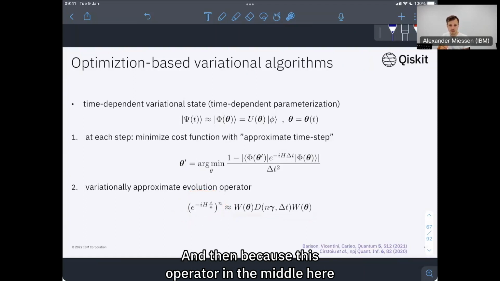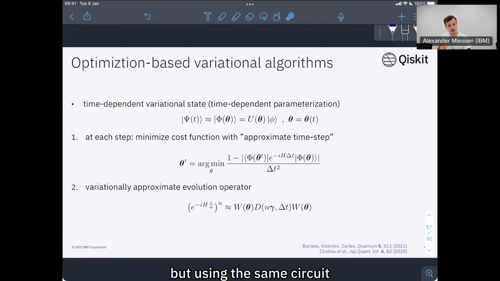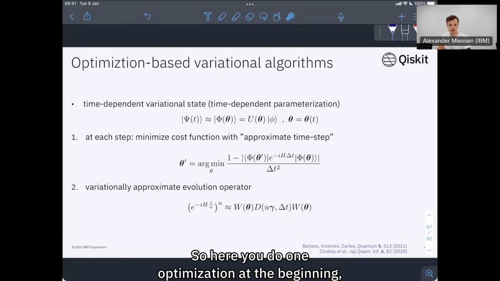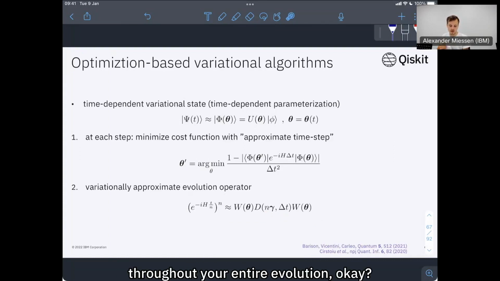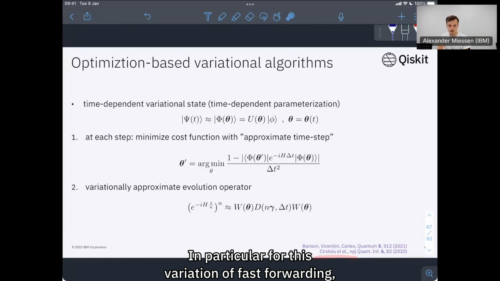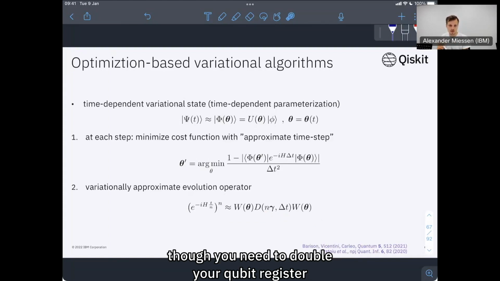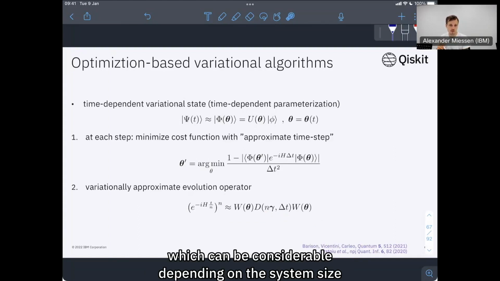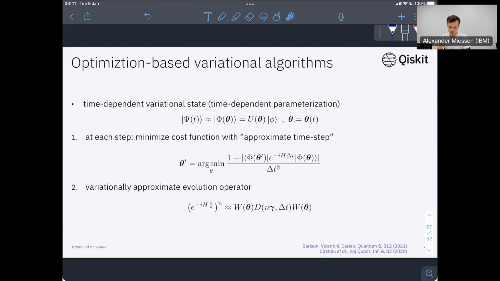product formula here. And then because this operator in the middle here is diagonal, you can essentially use the same parameters and just do a different number of time steps, but using the same circuit to get your evolution at every time step, okay? So here you do one optimization at the beginning, and then you use the same optimized parameters throughout your entire evolution, okay? In particular, for this variational fast forwarding, though, you need to double your qubit register, so there is some ancillary overhead which can be considerable depending on the system size that you simulate, okay?